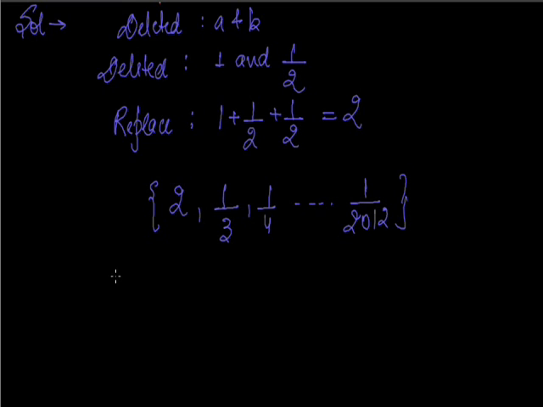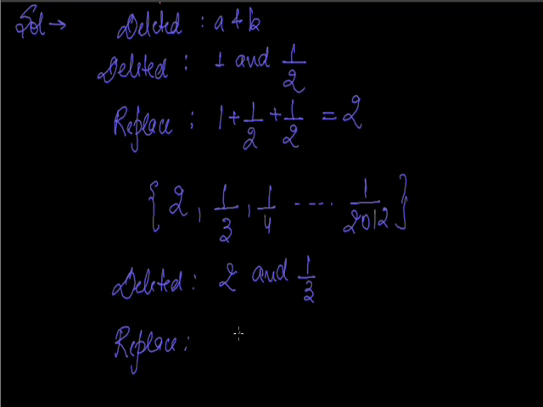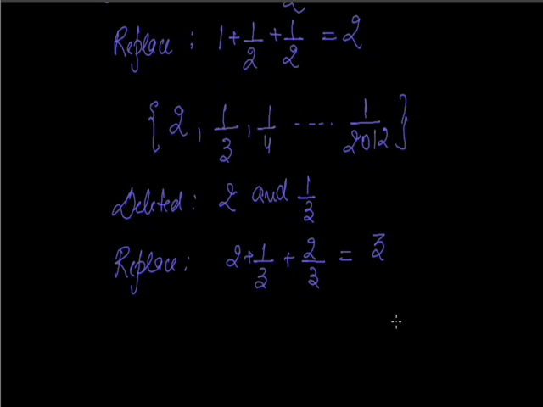Now similarly we perform this again. We delete the starting two numbers, that is 2 and 1 by 3, and replace them with 2 plus 1 by 3 plus 2 by 3, which is equal to 3. So the new set becomes 3, 1 by 4, up to 1 by 12.